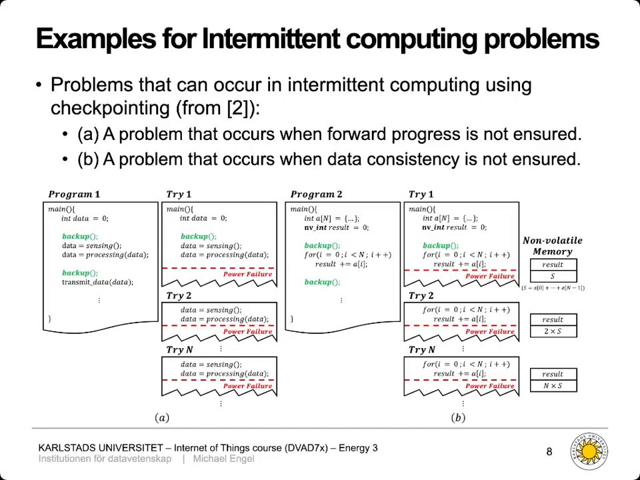So you might end up with 2 times S, and in the nth try, you might end up with n times S. So you get an incorrect value out of this behavior of computation. So just using checkpointing without thinking about it really results in problems in the execution of your IoT programs. So you need to invest quite a bit more work into getting it to work correctly.